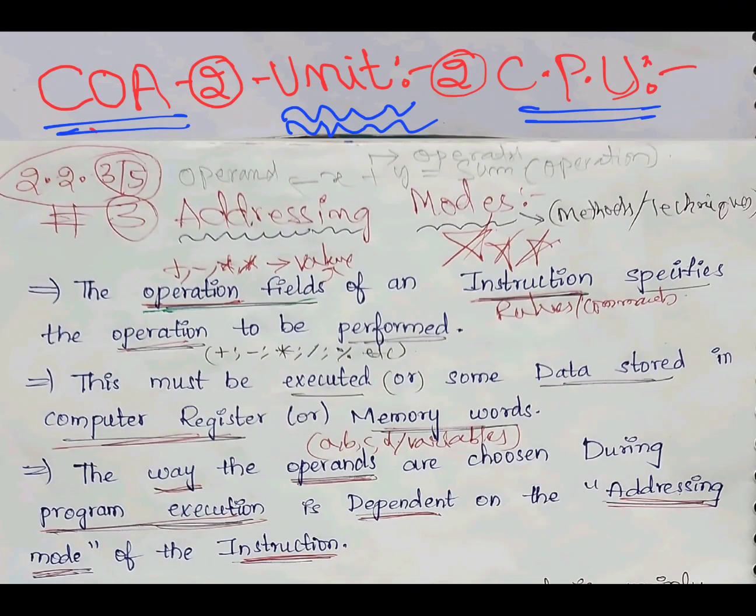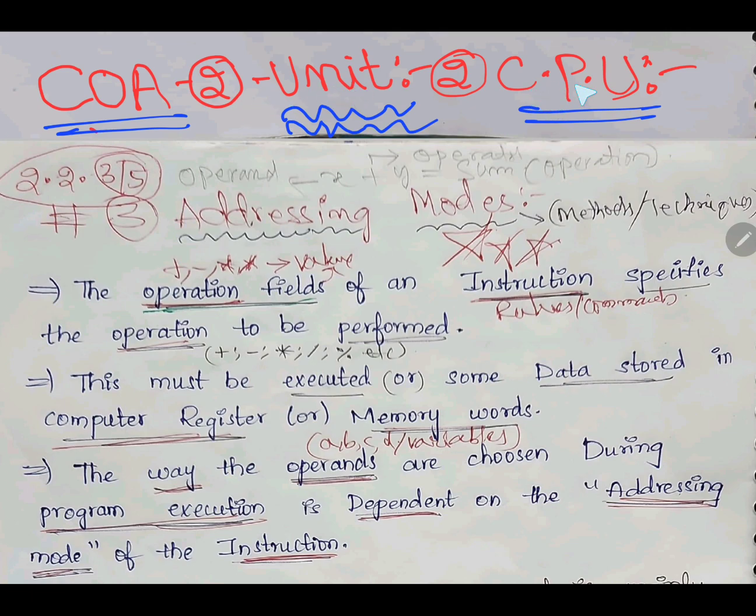Now we are going to discuss a very important question, that is addressing modes. See the cursor. Addressing modes means methods, techniques by which we store operands in the register or RAM or memory units. There we will fetch operands and do some operations. Those are 10 types. This is the topic from COA, Computer Organization and Architecture, second unit, second chapter.